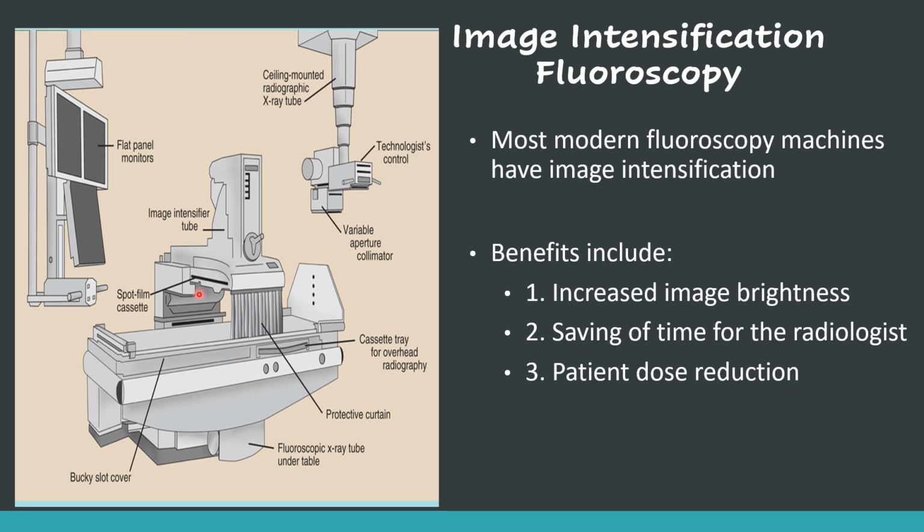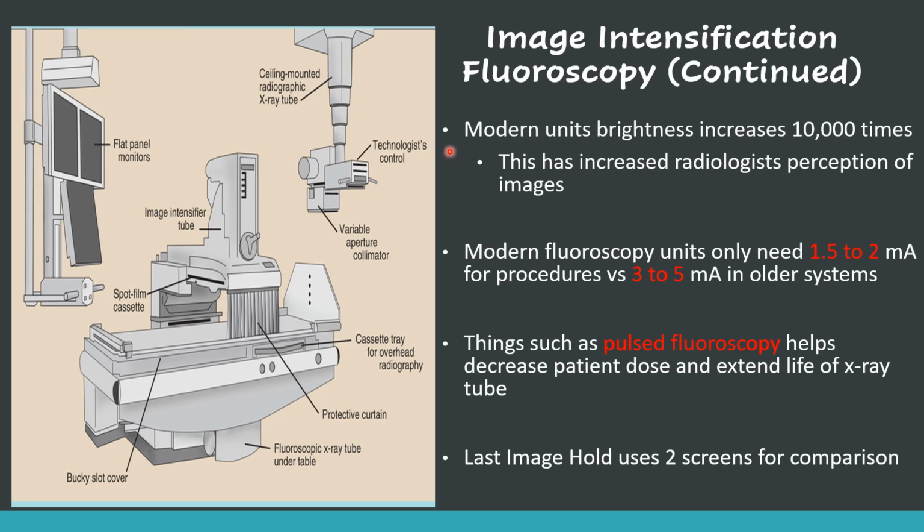And basically that saves dose for these reasons: increased image brightness, savings of time for the radiologist, and patient dose reduction. Modern units brightness increases 10,000 times. This has increased radiologist perception of images. Modern fluoro units only need 1.5 to 2 mA for procedures versus older machinery that uses 3 to 5 mA. Things such as pulse fluoroscopy help decrease patient dose and extend life of X-ray tubes.